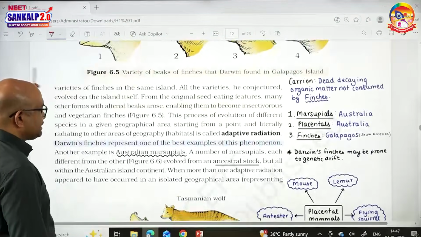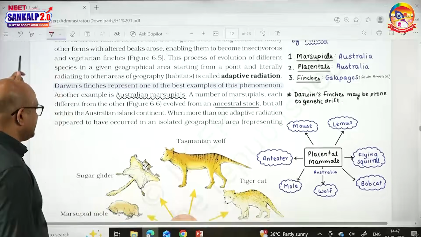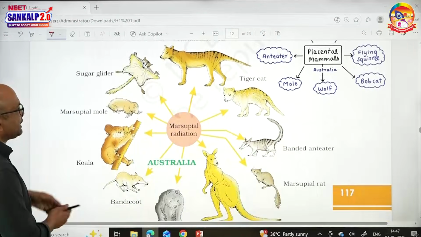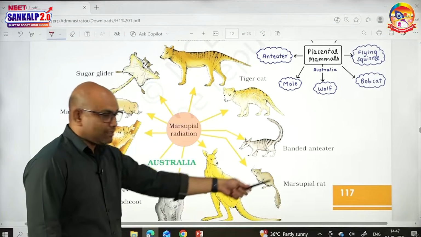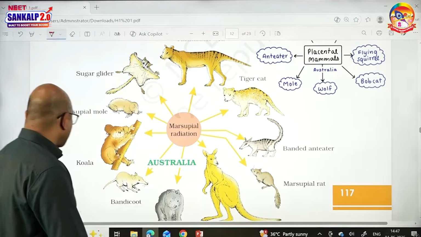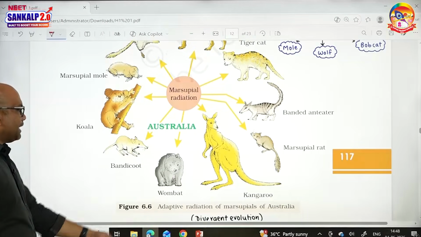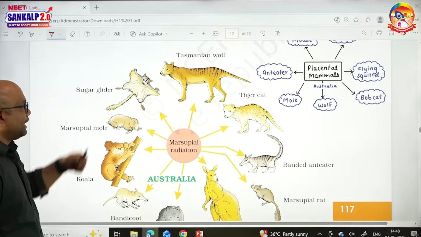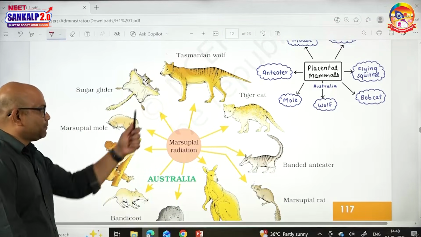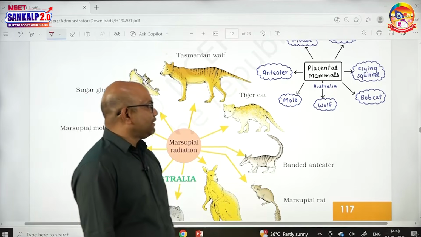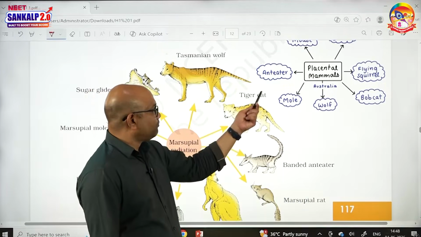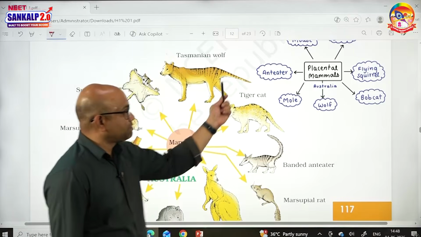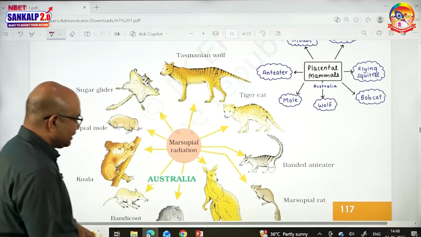The examples for the placentals I have mentioned. The examples for the marsupials mentioned here are Tasmanian wolf, tiger cat, banded anteater, marsupial rat, kangaroo, wombat, bandicoot, koala, marsupial mole, sugar glider. These are all examples of marsupial radiation. Flying squirrel, flying phalanger, bobcat, wolf, mole, anteater, mouse, they are all examples of placental radiation.